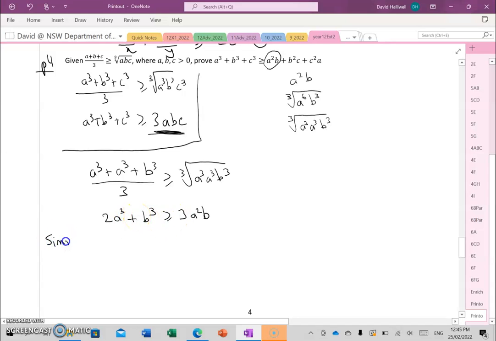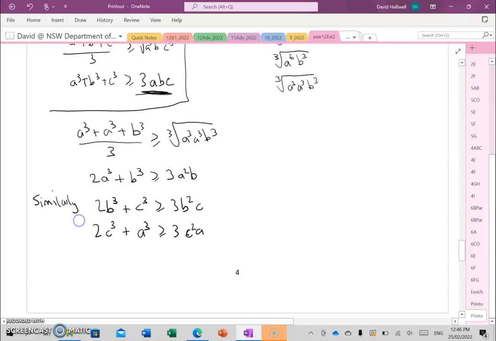Let's write similarly the results for the other variables here. So the next term has a B squared C. So therefore, following the pattern, that'll be 2B to the power of 3 plus, and the other letter, C to the power of 3 greater than or equal to 3B squared C. And the back term is C squared A. So that'll come from 2C cubed plus A cubed greater than or equal to 3, and that'll be C squared A, following the same pattern.